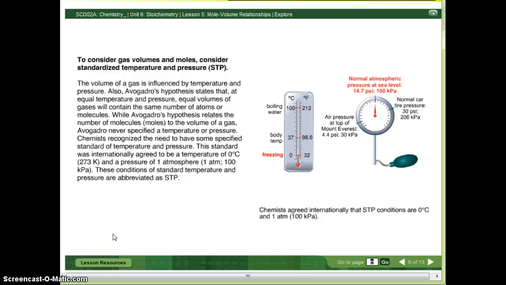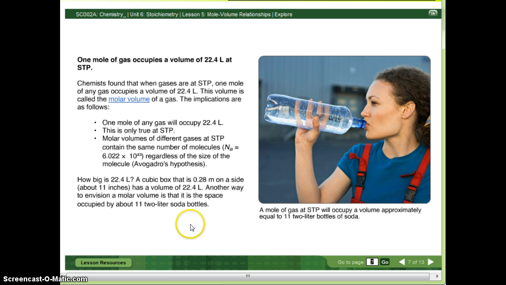This standard was internationally agreed to be a temperature of 0 degrees Celsius, or 273 Kelvin, and a pressure of 1 atmosphere, 1 atm, or 100 kilopascals. These conditions of standard temperature and pressure are abbreviated as STP. 1 mole of gas occupies a volume of 22.4 liters at STP. Chemists found that when gases are at STP, 1 mole of any gas occupies a volume of 22.4 liters. This volume is called the molar volume of a gas. So the volume of a mole, molar volume.